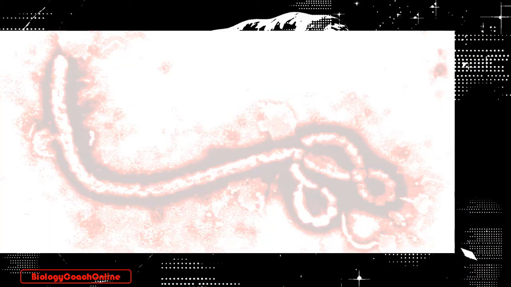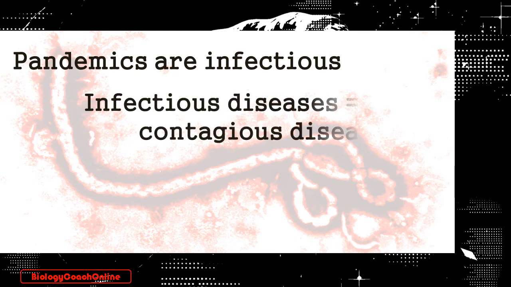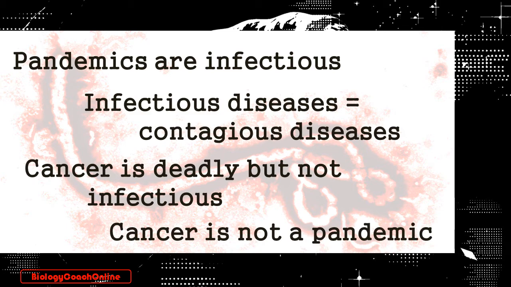We should note here that a disease is not a pandemic merely because it's widespread or kills a lot of people. In order to be classified as a pandemic, the disease must be infectious. Infectious diseases are those which obviously can be transmitted between organisms. So by definition, infectious diseases are contagious diseases, and a good illustration is cancer. Many people die of various forms of cancer every year around the world. Cancer, though, however deadly, is not infectious, and therefore cancer cannot be labeled a pandemic.